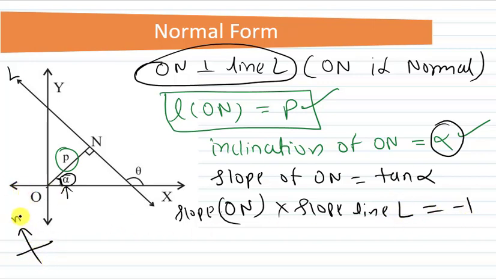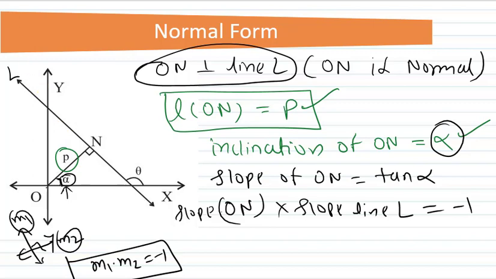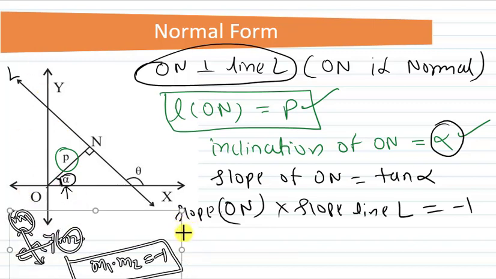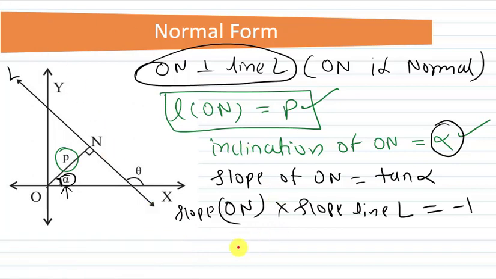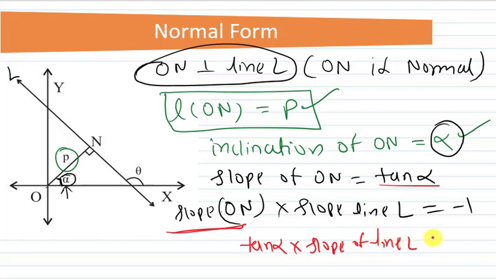This we know, if two lines are perpendicular, then the product of their slopes is equal to minus 1. This property I am using here, right? Okay, remember which property I am using. Okay. Now, as the slope of ON is tan alpha, just put the value. So what I will get, tan alpha into slope of line L equals minus 1.